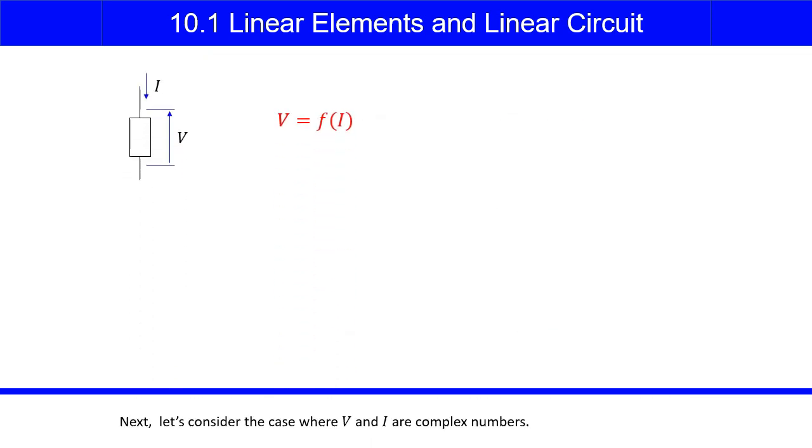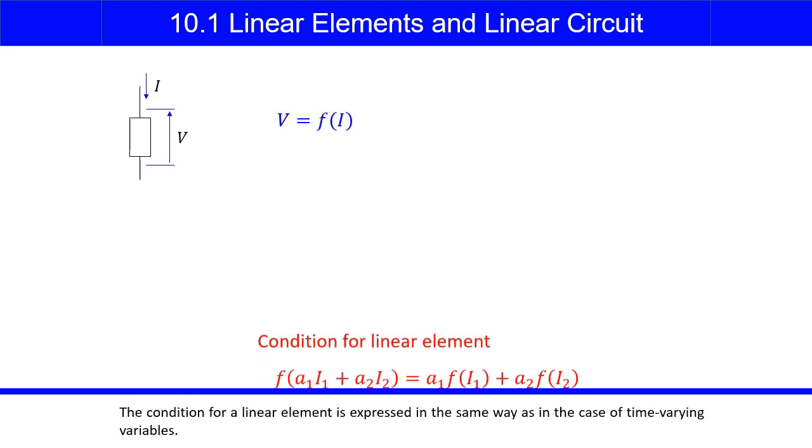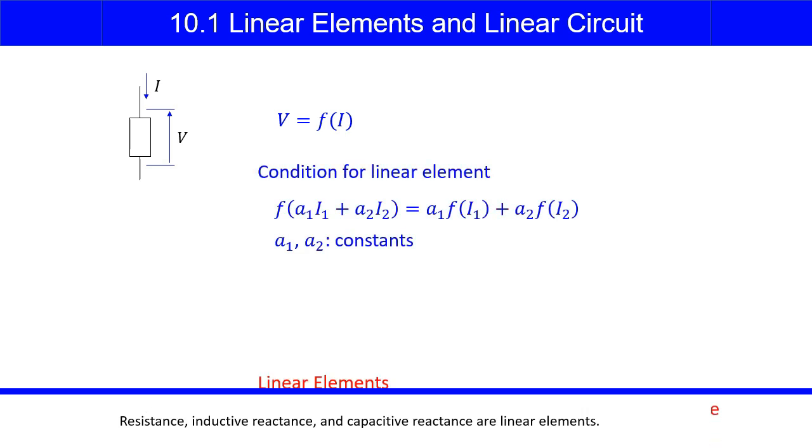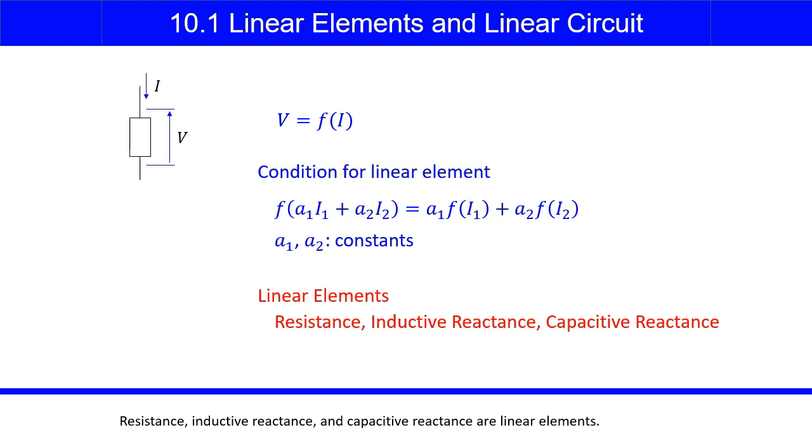Next, let's consider the case where V and I are complex numbers. The condition for a linear element is expressed in the same way as in the case of time-varying variables. Resistance, inductive reactance, and capacitive reactance are linear elements.